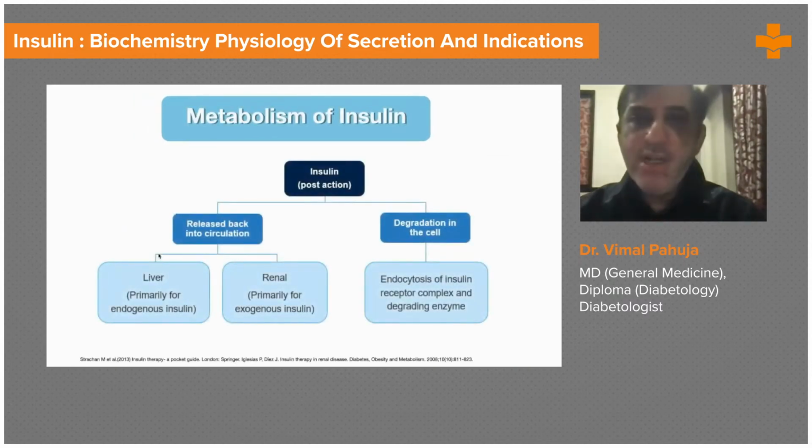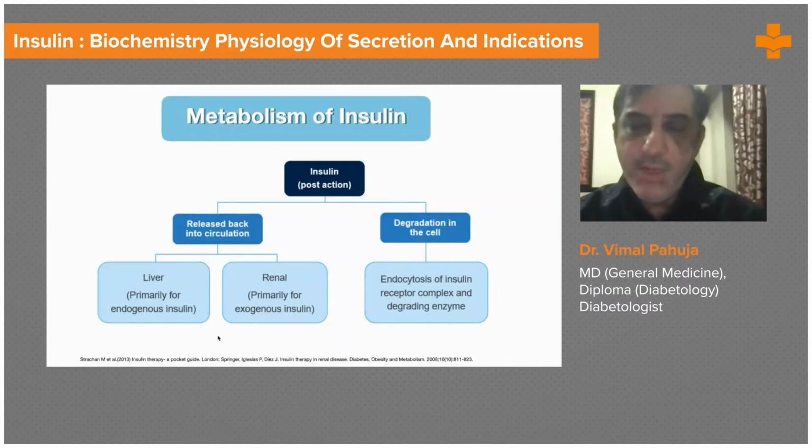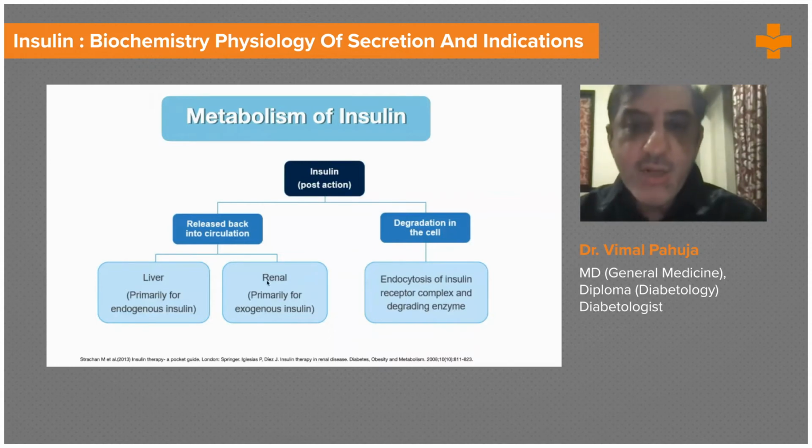Now, how is the insulin metabolized after the release? The insulin goes in the circulation. It is primarily excreted to the liver for the endogenous insulin. Whatever endogenous insulin is released from the pancreas is metabolized by the liver. Otherwise, whatever insulin you inject in the patient is excreted through the renal route. So this is a major metabolizer as far as the injected insulin is concerned. So kidneys are very important. If your kidneys are not working, whatever insulin you are injecting is going to get stacked, and you're going to get hypoglycemia. So remember these things.